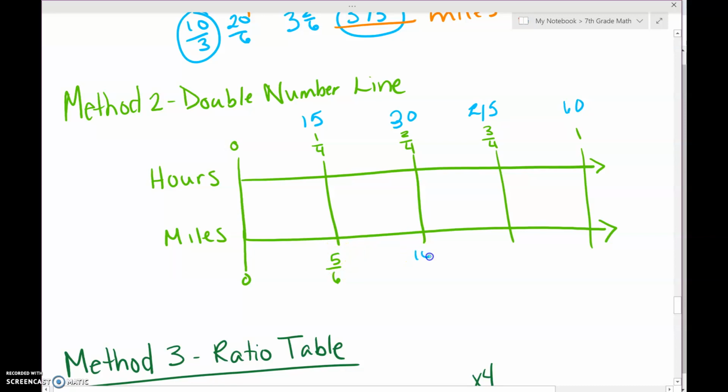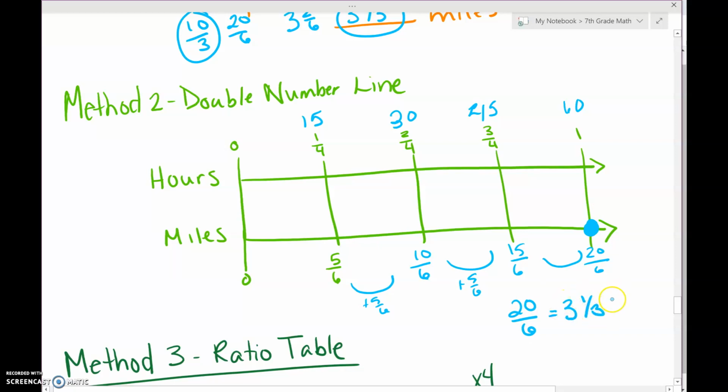So 5/6, then we get 10/6. If I add 5/6 again, I get 15/6, and then 20/6. So where do my 1 hour and my miles meet? 1 hour and miles is right here, so it gives me 20/6, which I can reduce to 3 and 1/3 like we did above, or 10/3.